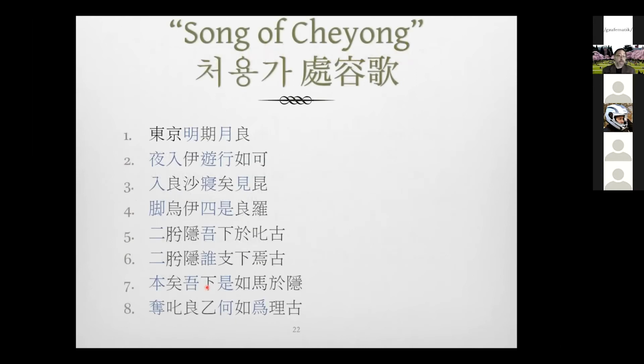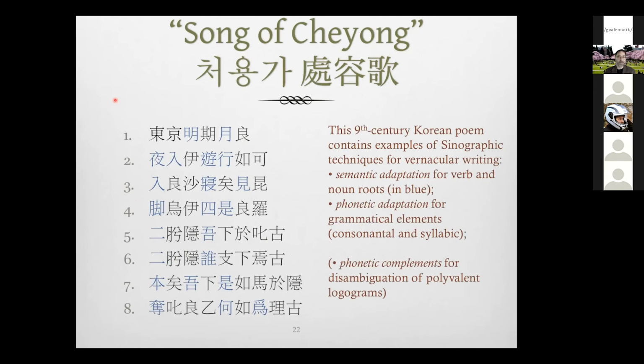Here's an early example of this kind of writing. This is a 9th century, very famous 9th century poem called the Song of Choyong. And if you are someone who knows Chinese, reads Mandarin, or reads classical Chinese, and you look at this text, you will not be able to make any sense of it whatsoever because it's in the old Korean language. And how does it work?